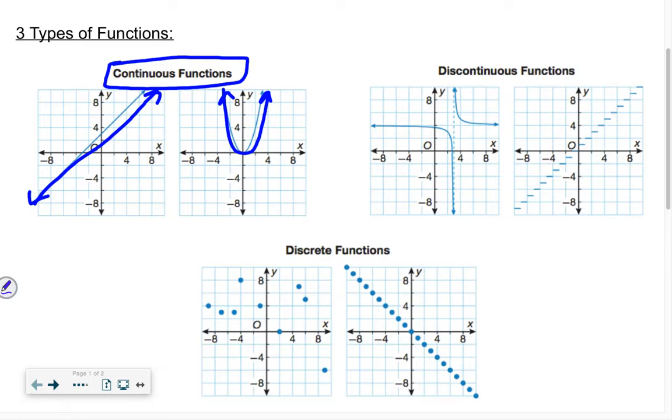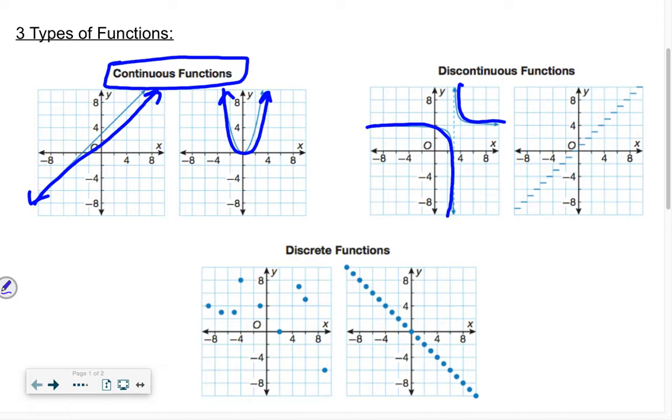Discontinuous is just the opposite. When we look at these graphs, no longer can we create the entire graph without picking up our pencil. Notice I can draw the left side of this graph right here, but in order to draw the second half of it, I have to pick up my pencil and draw the second one. So it's broken up. I had to pick up my pencil.